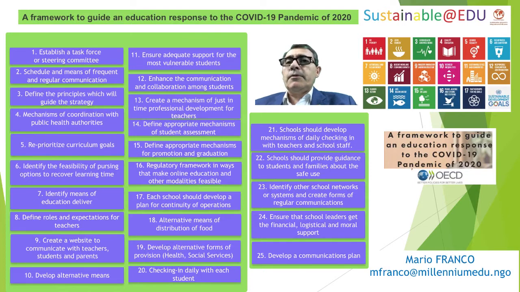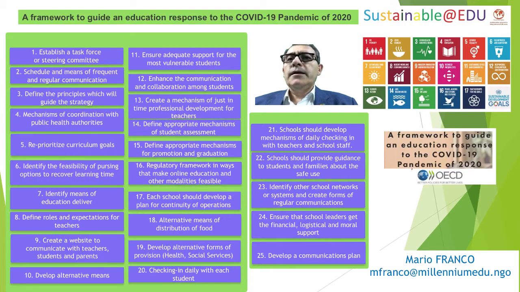And the recommendation number 19 is related to that. Develop alternative forms of provision for health and social service. Other social services are done when the students are in the school. Many countries have programs related to that, and now it is necessary, when the students are at home and separate, to keep these services and these provisions in operation.